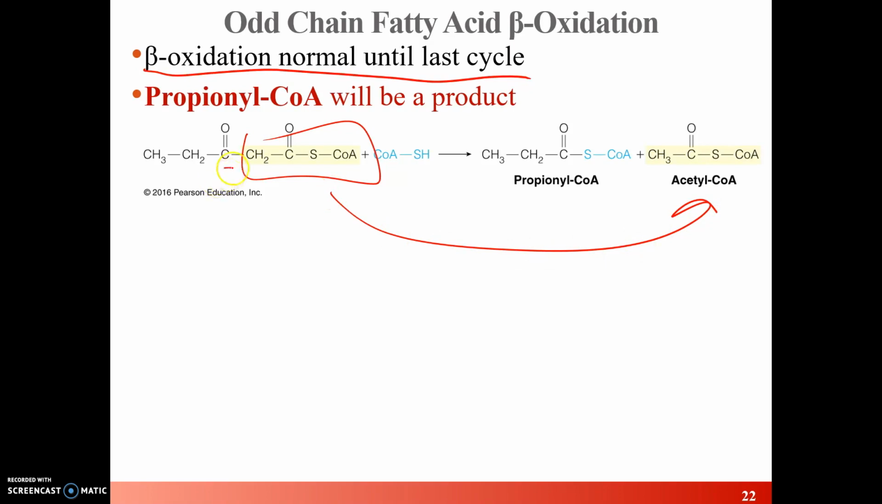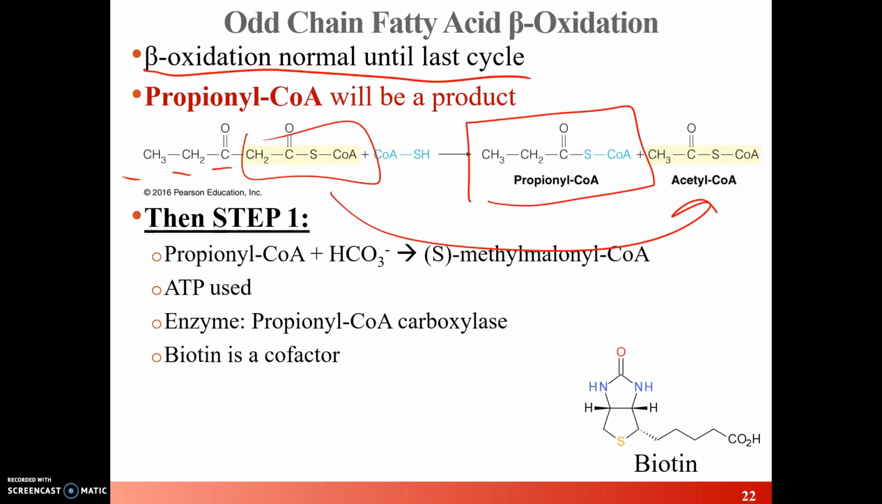But at the very end, we have these 3 carbons and we can't chop off only 2. So that leaves us with this molecule, propionyl-CoA. What a great quick multiple choice question for Thursday's quiz.